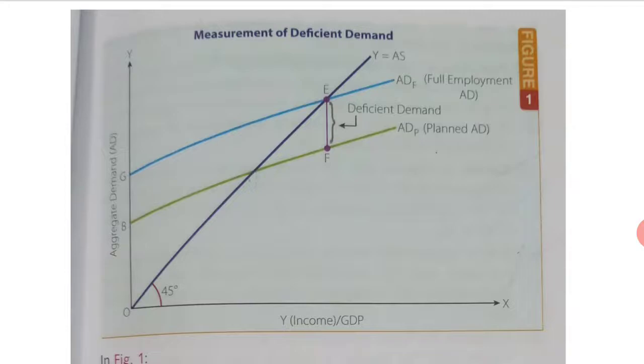But the planned expenditure and planned aggregate demand both are the same. So who will plan? The consumers, investors, government and exporters. There is a reduction in the planned expenditure. That's why we get deficient demand. So the gap between the equilibrium and the planned aggregate demand is called deficient demand, which is otherwise known as the deflationary gap. That we will see later.